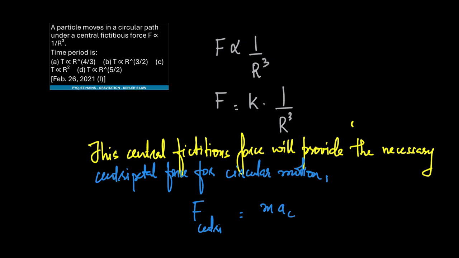Now, we know that when this is taking place in a circular path, the central fictitious force will provide the necessary centripetal force for circular motion. Or in other words, this fictitious force F can be written as the source of the centripetal force F centripetal, which actually is mass into centripetal acceleration. Let us quickly recap what this actually means.